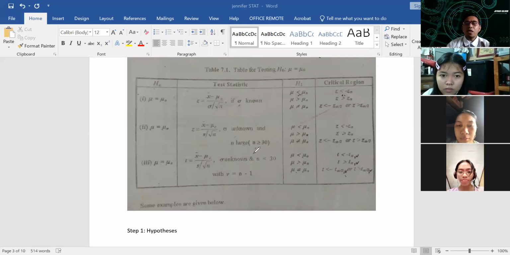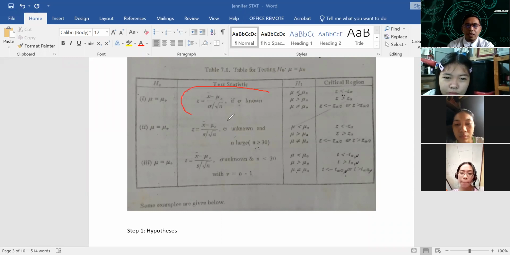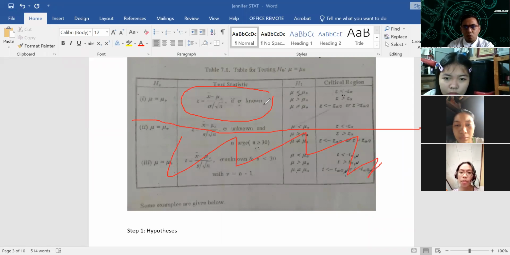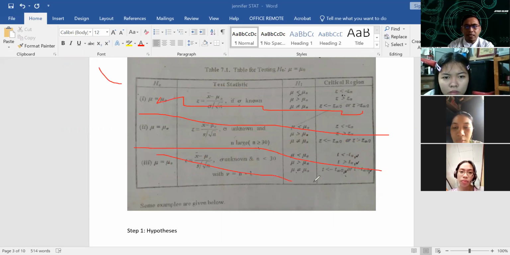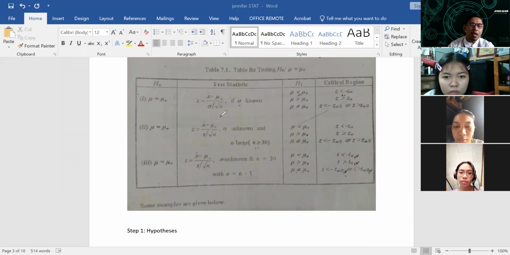Say for example, as we determine the test statistics in step number 3, we know that we will be using the case 1. If we will be using the case 1, then disregard the other 2 cases. So you will just focus here above, right? But if you chose case 2, then you disregard case 1 and case 3. You will just focus here. Okay, that is the way how you will use this table.